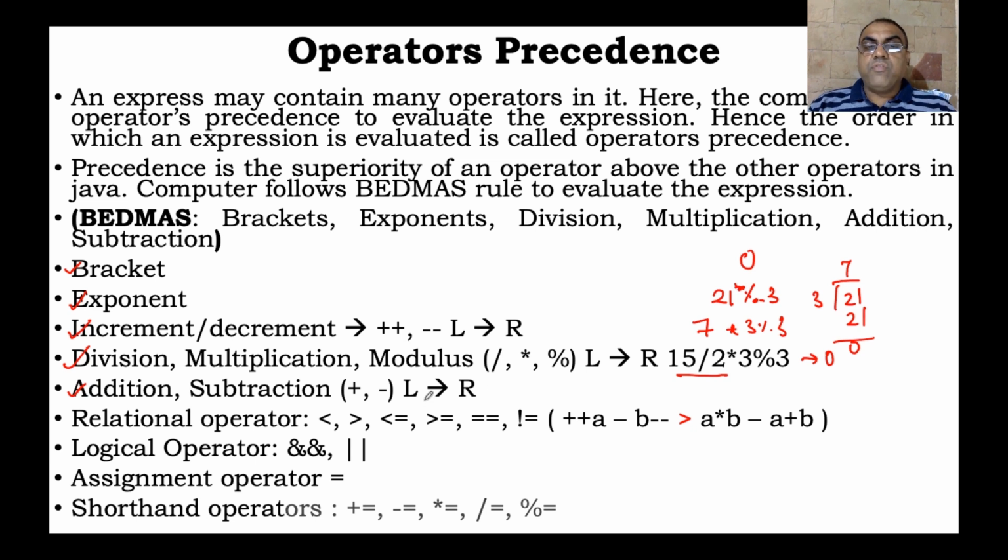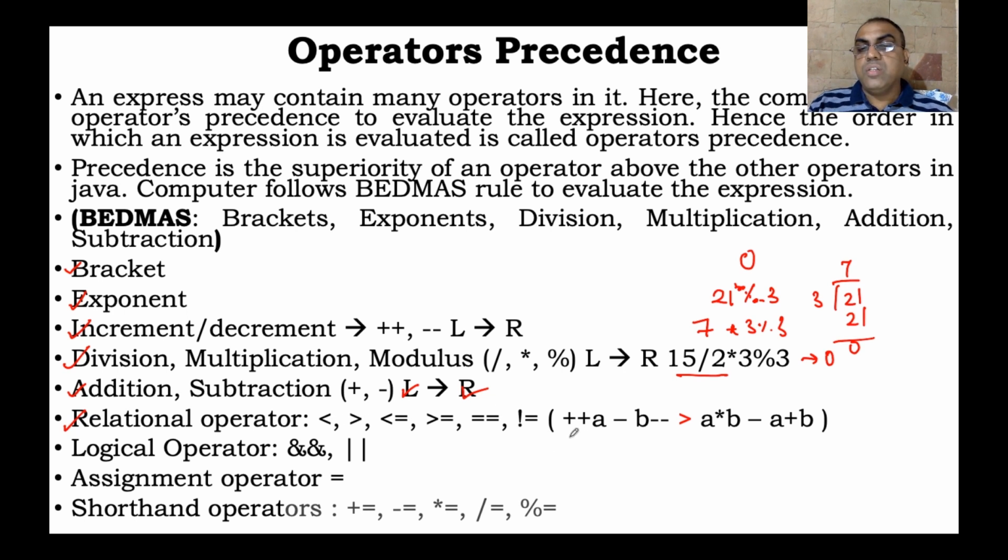Again, they follow left to right. It means what is given on the left will get executed first if both of them are present in the same expression. The left hand side will execute first, followed by the right hand side. After that you will have the relational operators getting executed. So in the operator precedence, the highest precedence is bracket, followed by exponent, followed by increment and decrement, followed by division, multiplication, modulus, followed by addition, subtraction, followed by the relational operators.